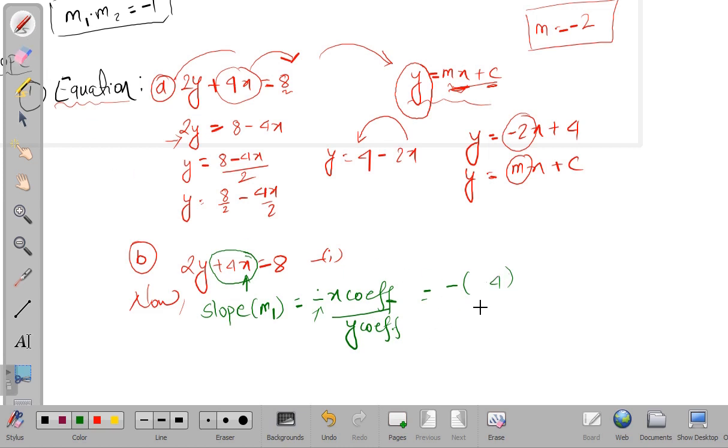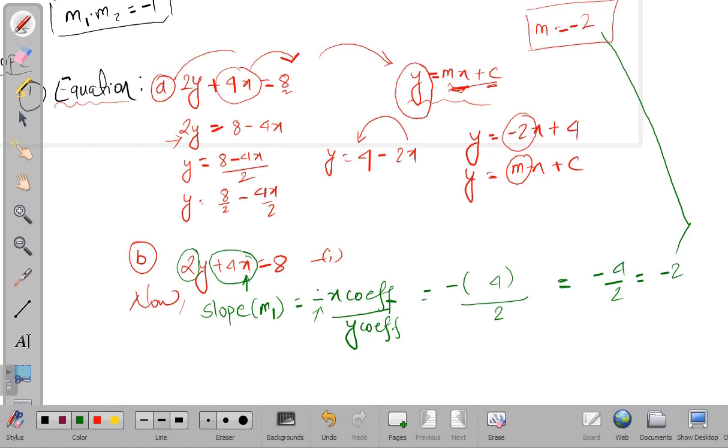And for the y coefficient, other than the y itself, what is there? 2, right? So I will simply write 2. Negative 4 by 2 will be equal to negative 2, right? Are you getting my point? See, slope is negative 2. Our slope previously was also negative 2, now it is also negative 2.